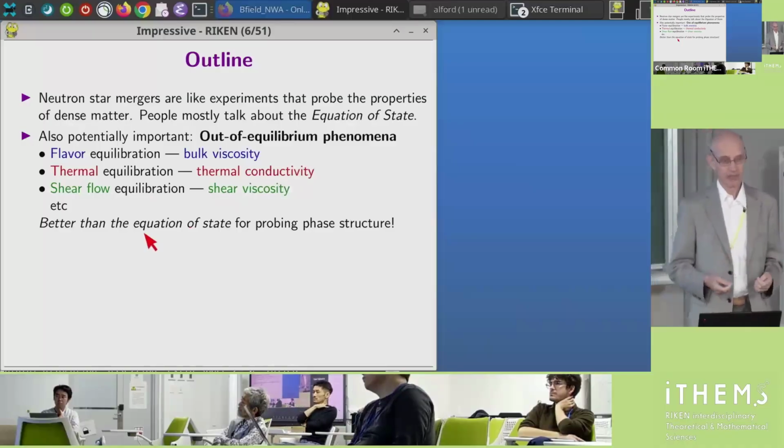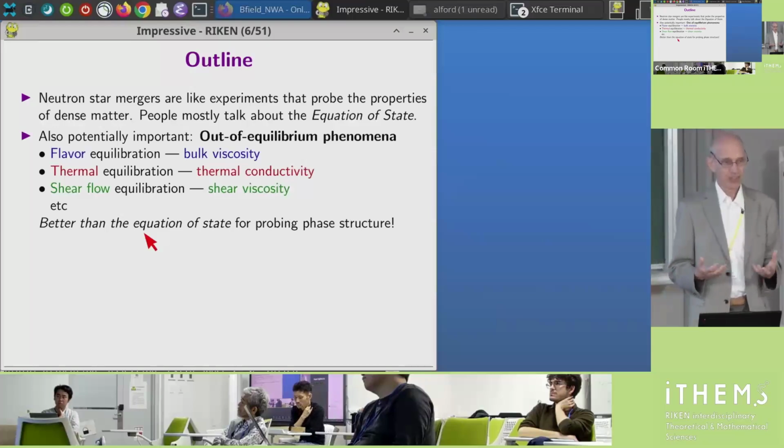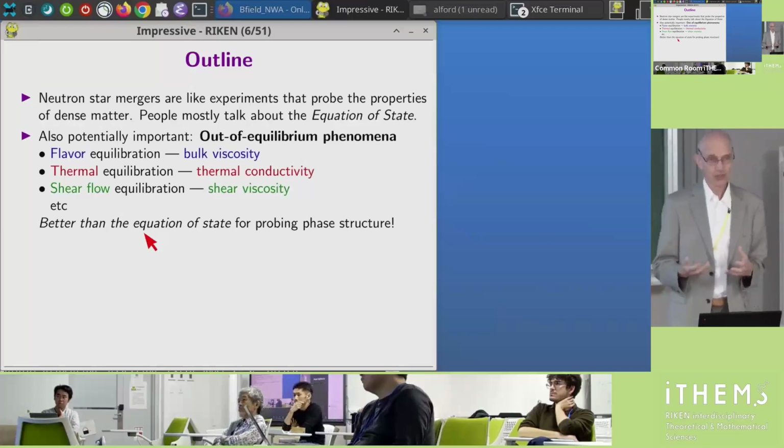If some condensed matter physicist has a new material and they want to know what kind of material it is, is it a conductor or an insulator? Is it a superfluid? Is it a superconductor?